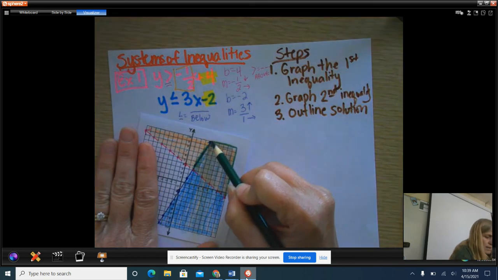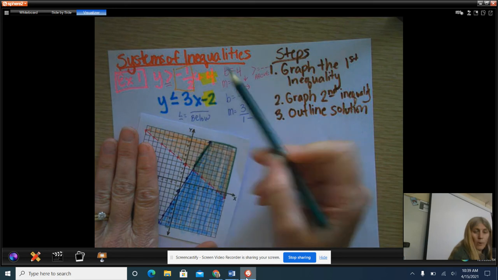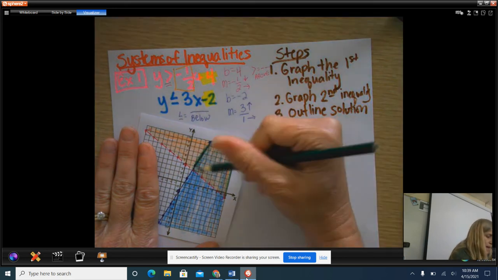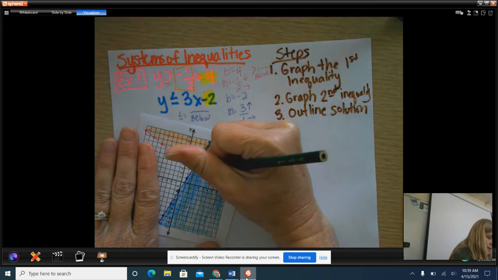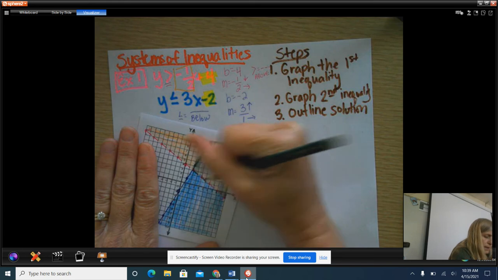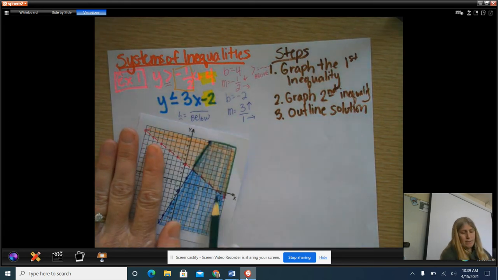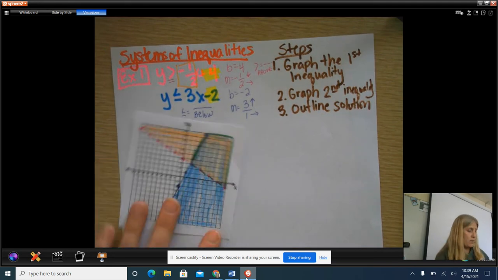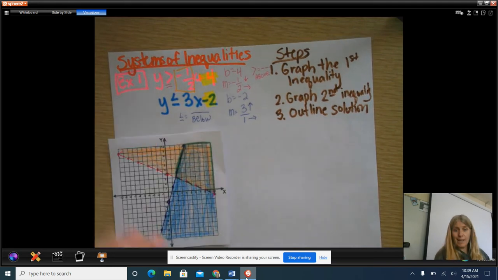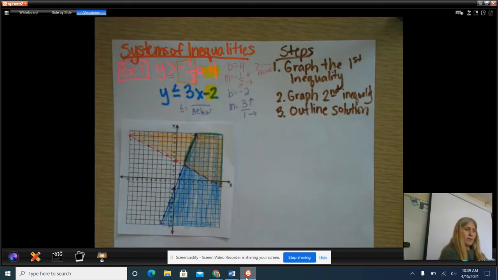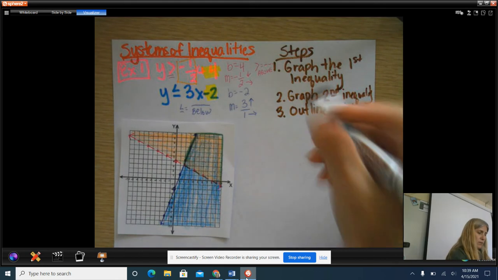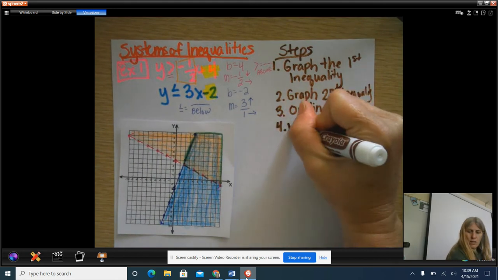Everything that's on this line, because it's solid, is a part of the solution and is going to make both those equations true. Everything that is on this dashed line here is not a part of the solution, but the answers on the solid line are.